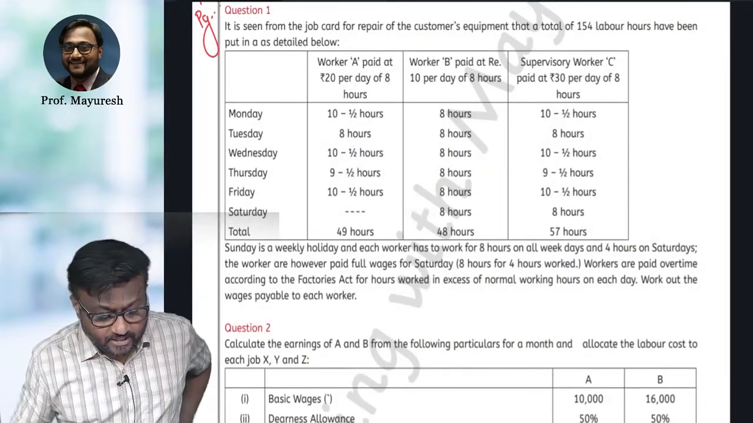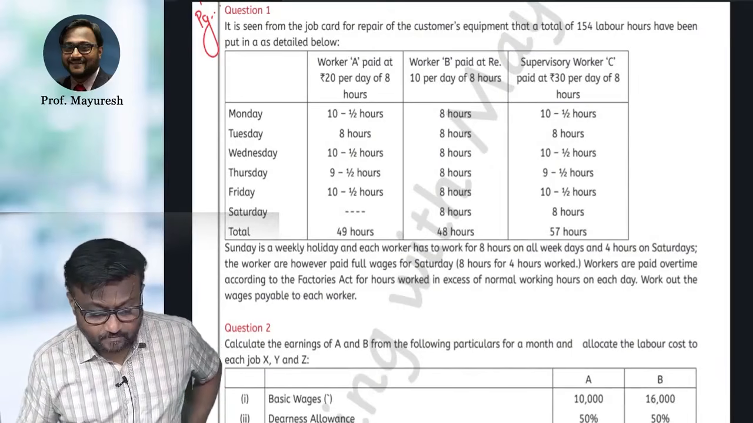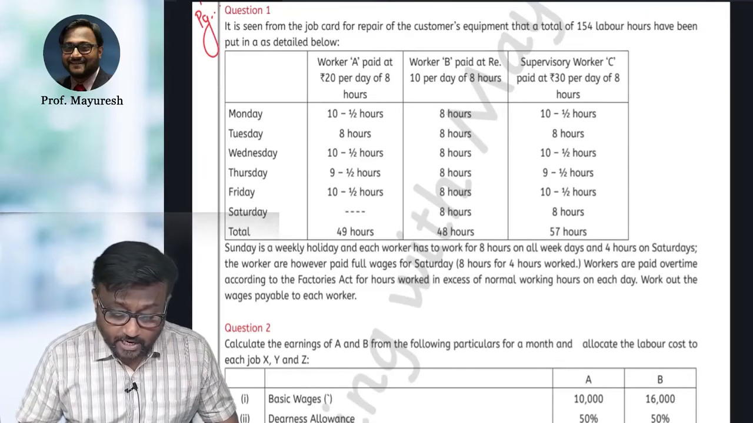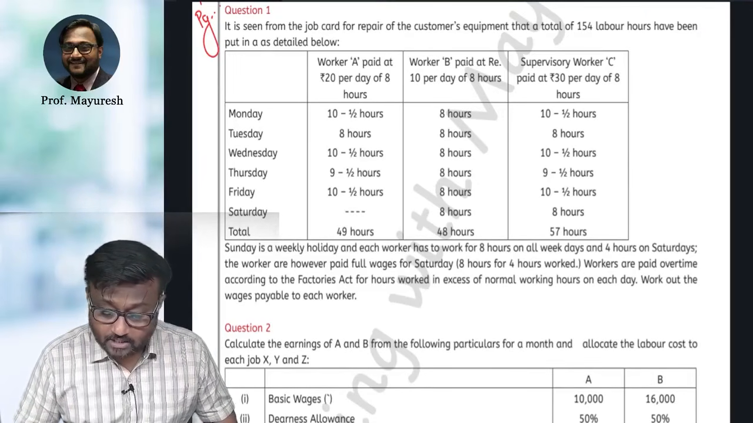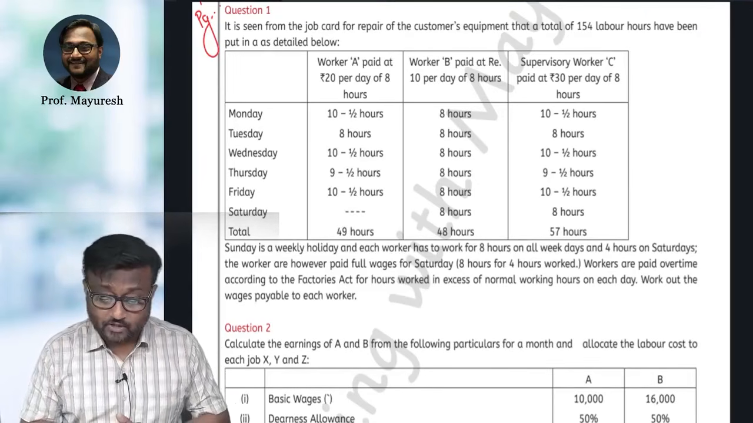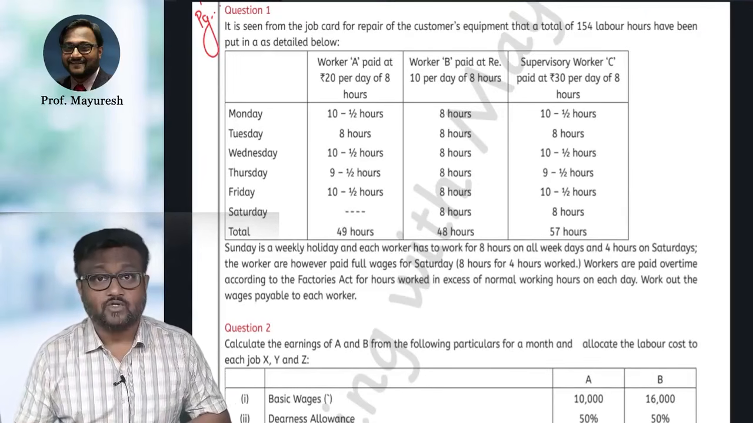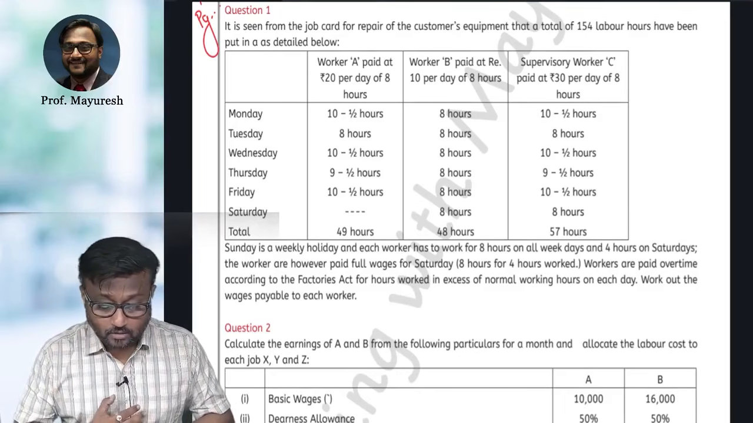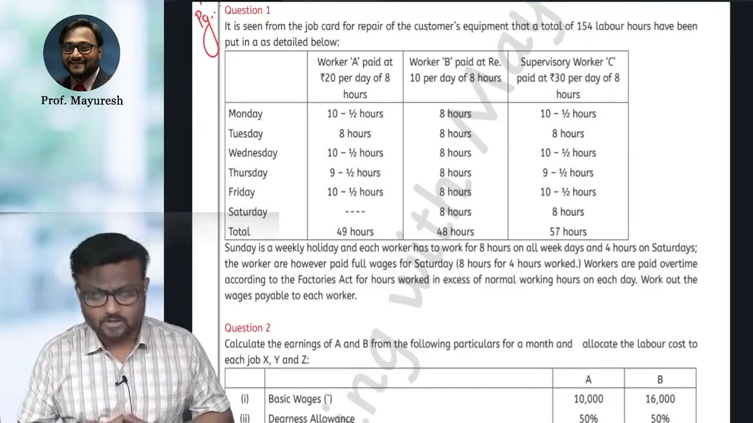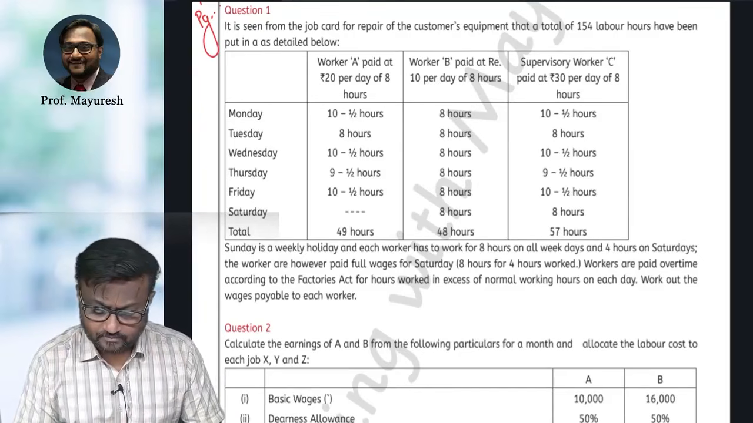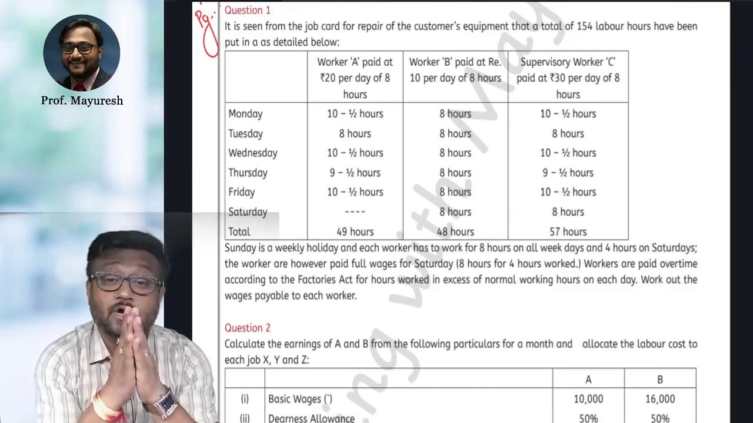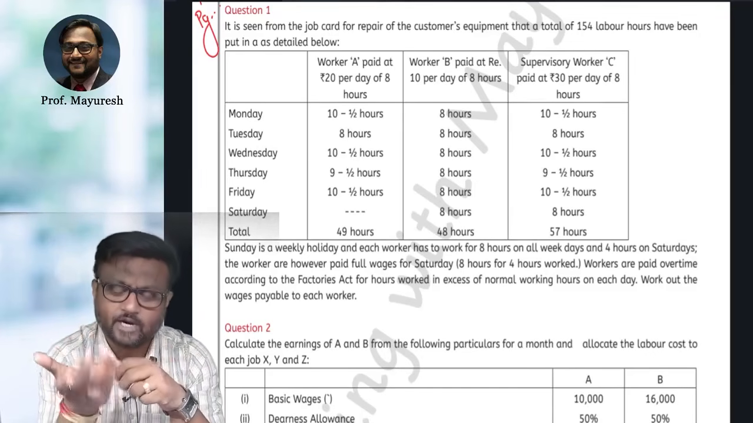Monday, Tuesday, Wednesday, Thursday, Friday, Saturday. Each worker has worked a different number of hours. Sunday is a weekly holiday and each worker has to work for 8 hours on all weekdays and 4 hours on Saturdays. The workers are, however, paid full wages for Saturday. So basically, labor cost is based on hours paid. Even if workers work for only 4 hours, I have to pay them for 8 hours.